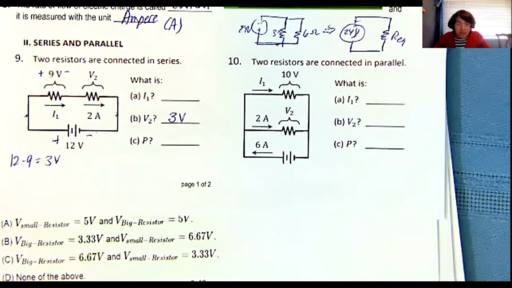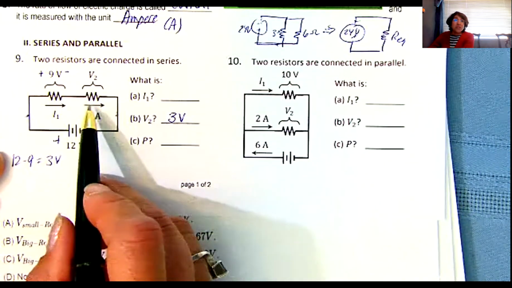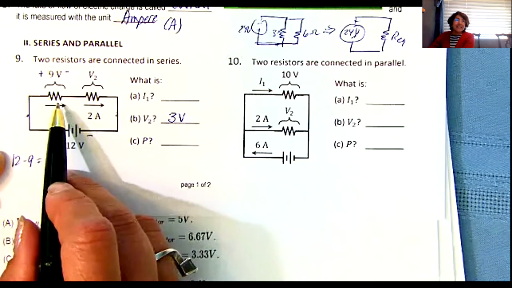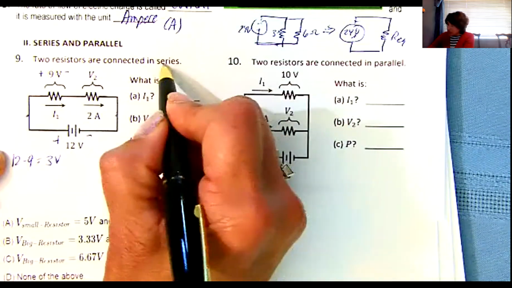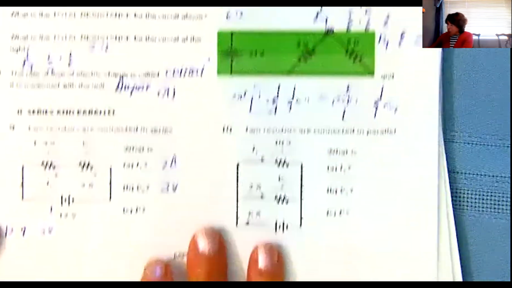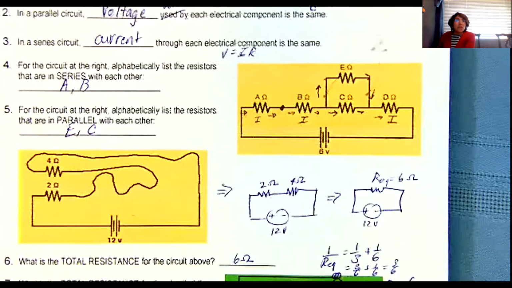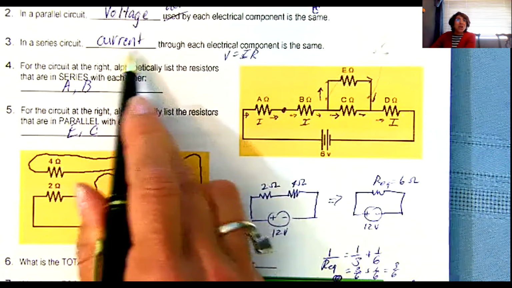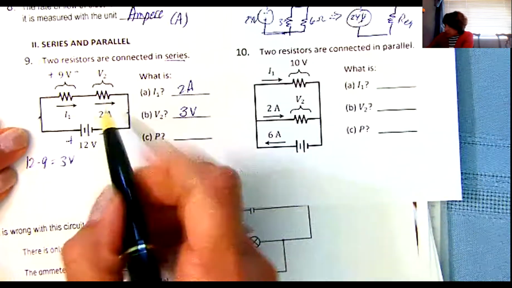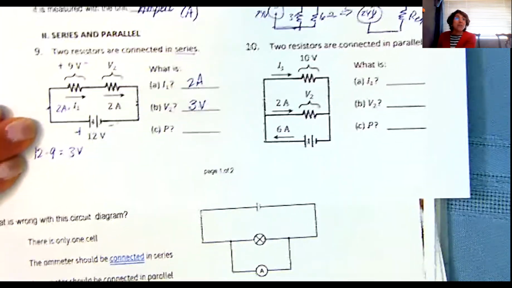All right, let's let someone else have some fun. Andrea, so I know that I have 2 amps going through this resistor. How much current is going through this resistor? Remember, they're in series. 2 amps because... Yes, ma'am. Good job. How did she know? Well, she remembered up here. We wrote down somewhere here that when they're in series, the current is going to be the same. So she knew that if I have 2 amps going through here, then I obviously have 2 amps going through that resistor as well.